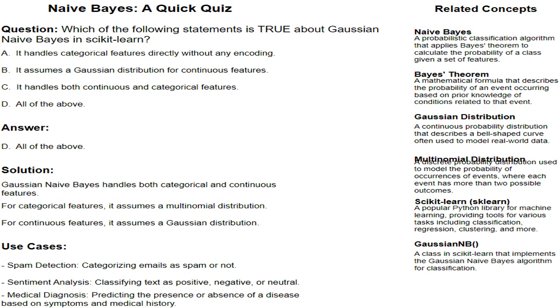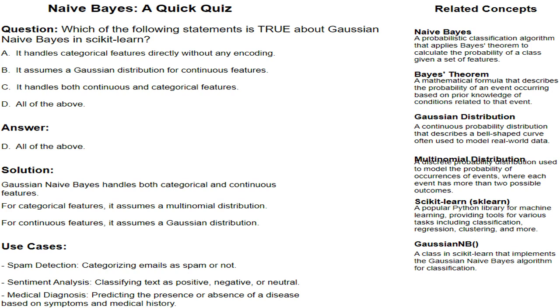Sentiment analysis: classifying text as positive, negative, or neutral. By analyzing the words used in text and their sentiment, naive Bayes can determine the overall sentiment of a piece of text. This can be useful for understanding customer feedback, social media posts, or news articles.